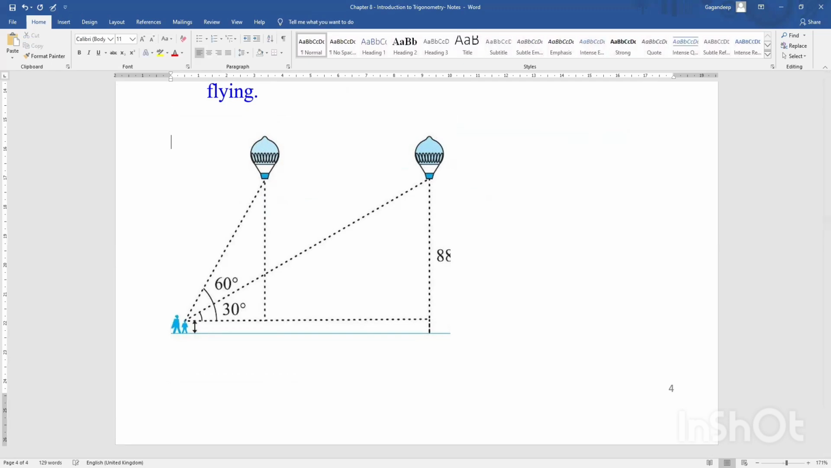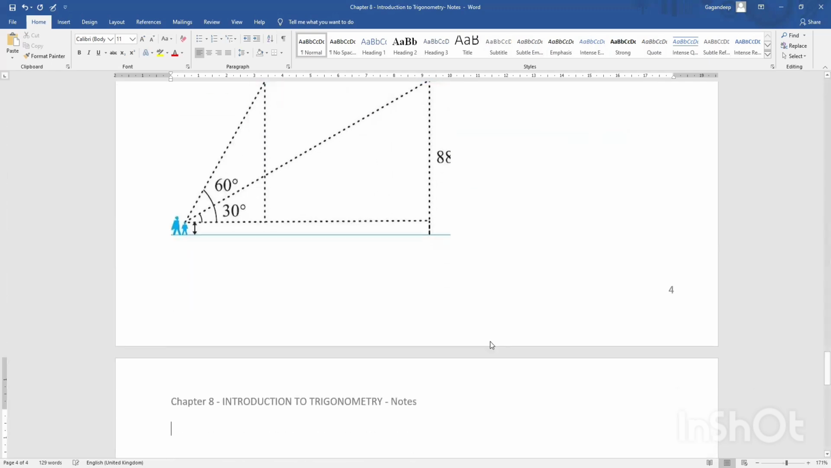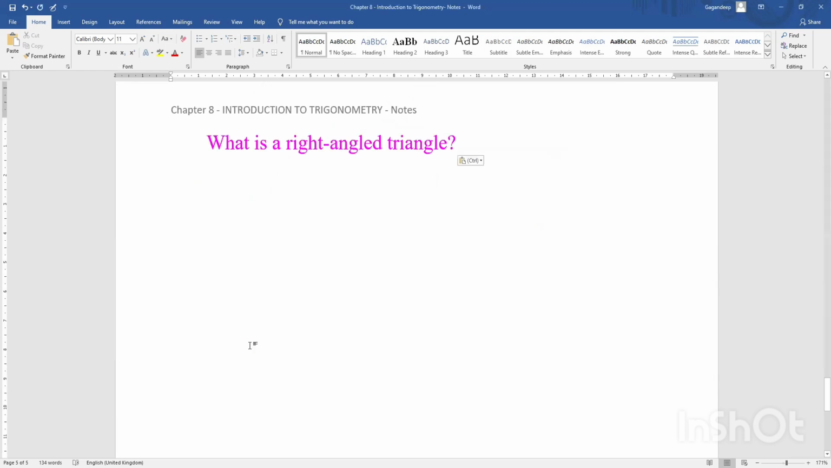Okay, children. The speciality in trigonometry is that we are going to consider one special triangle here. That triangle is the right angle triangle. So what is a right angle triangle? Let us see.